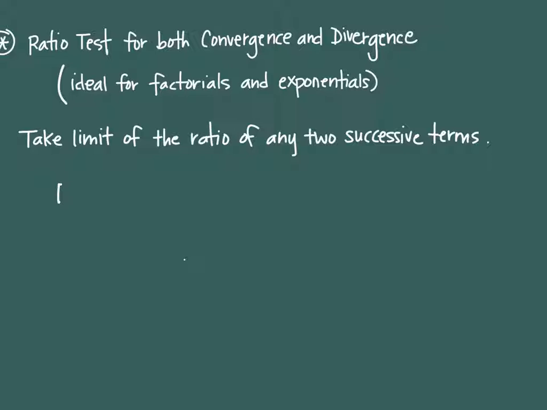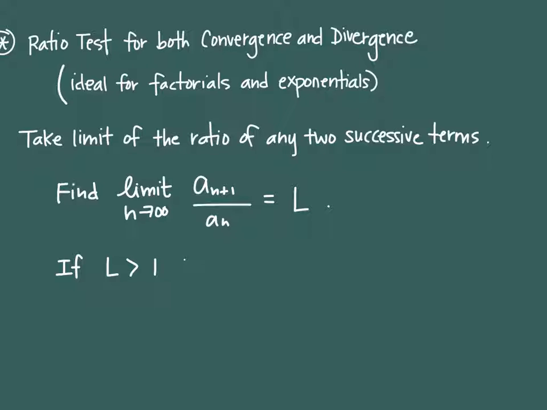So we're going to find the limit as n approaches infinity of a sub n plus 1 over a sub n. So this is stacking, or it's a ratio of two consecutive terms. And that's going to equal L. And then you analyze what L means. If L is greater than 1, the series will diverge.